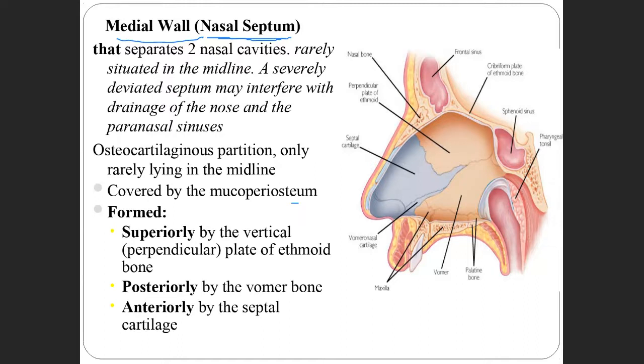Next, how is it formed? What are the bones involved in this? Superiorly, by the vertical plate of ethmoid bone. So one is the ethmoid bone and then the vomer bone on the posterior side here, and anteriorly it is the septal cartilage. This blue color one is the cartilage. So here you have the ethmoid bone, the vomer bone and the septal cartilage.